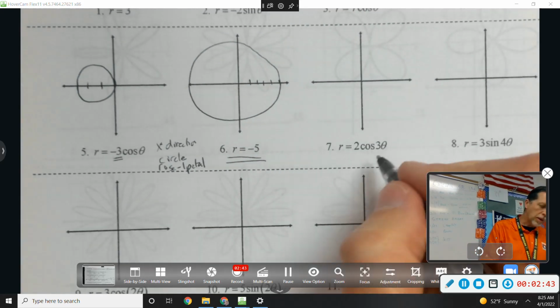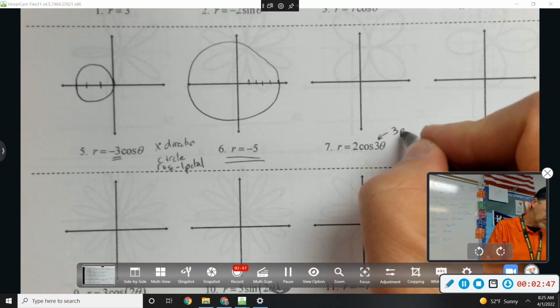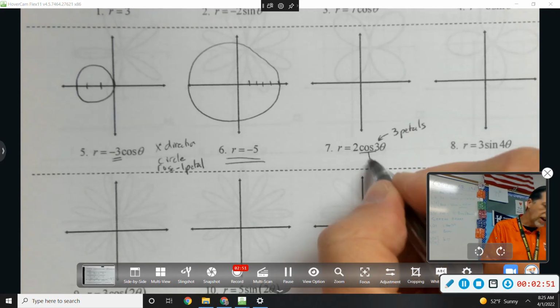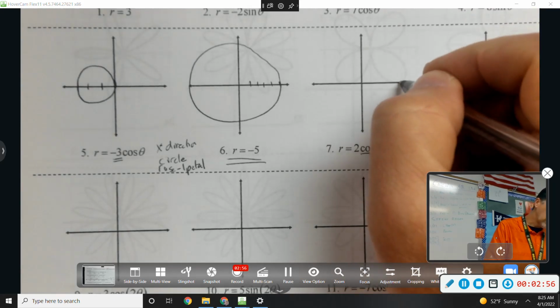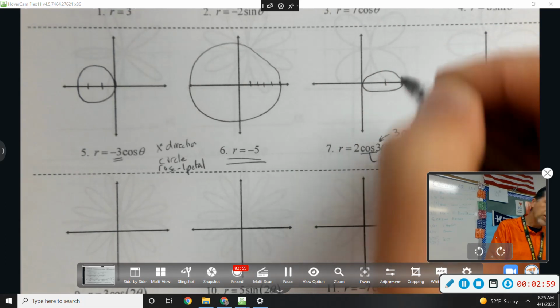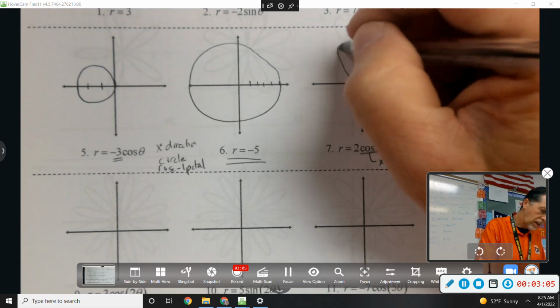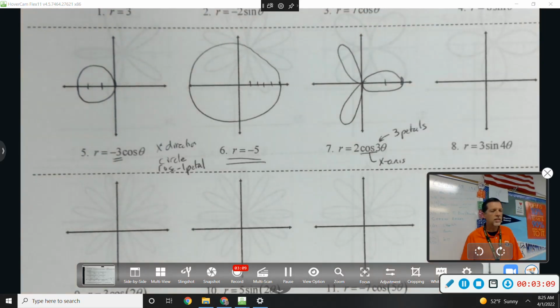7's a rose, but how many petals does number 7 have? 3 petals. It's cosine, so it's on the x-axis. So I know my first petal's on the x-axis. I need 2 more, and they need to be equally spaced, so something like that. 3-petaled rose on the x-axis.